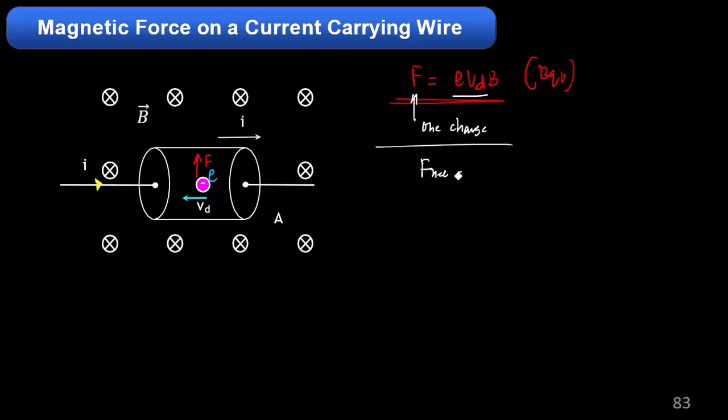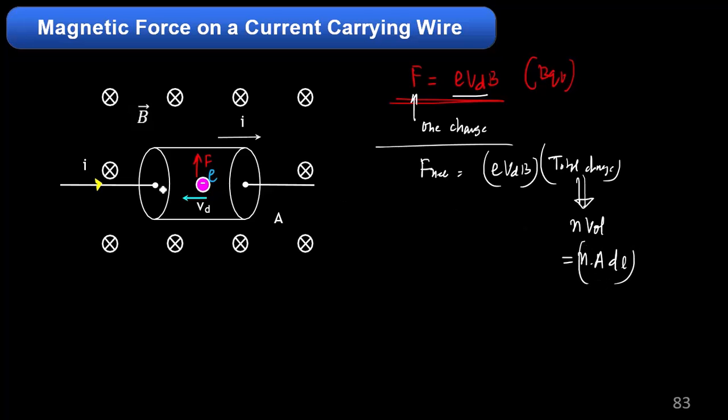force is how much? Net force is e Vd B into the total charge. Now, what is the total charge? The total charge we write as charge density n into volume, so what is that volume? n into A into dl. If this particle moves by a distance dl, then within that volume, how many charge particles cross?